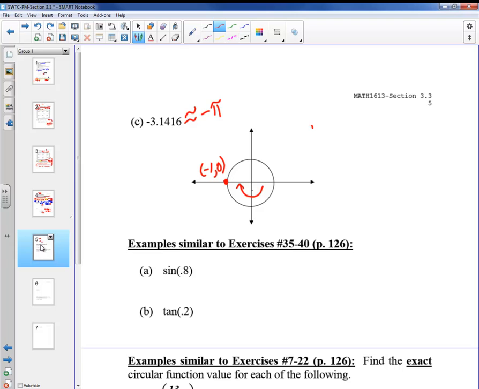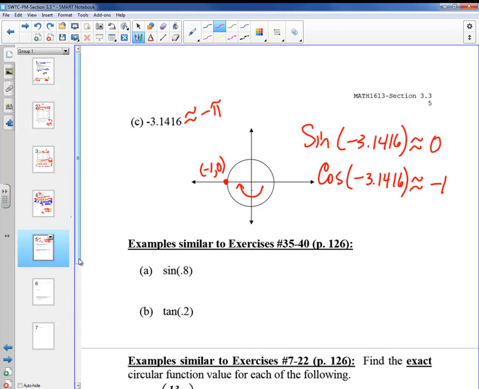So now we have sine of negative 3.1416, and that is equal to just the y value, which is 0. Cosine of negative 3.1416 will be equal to the x, which is negative 1.